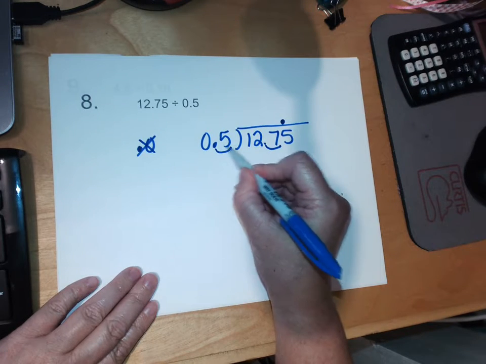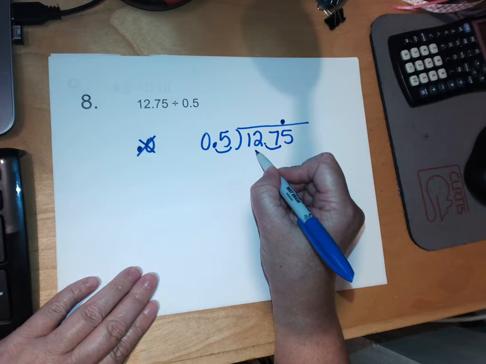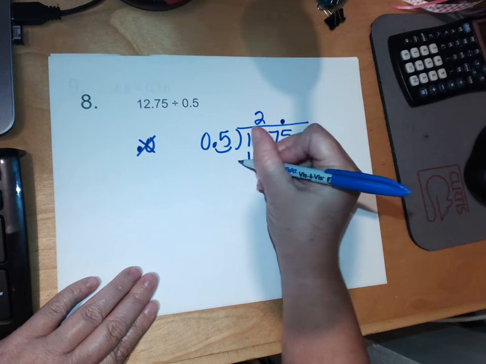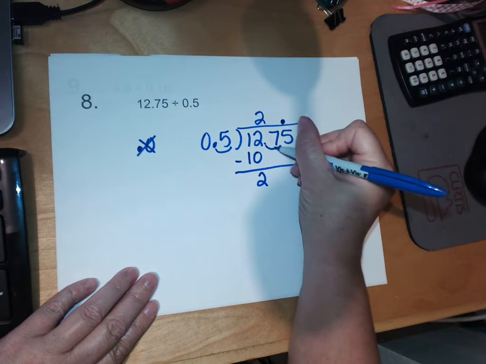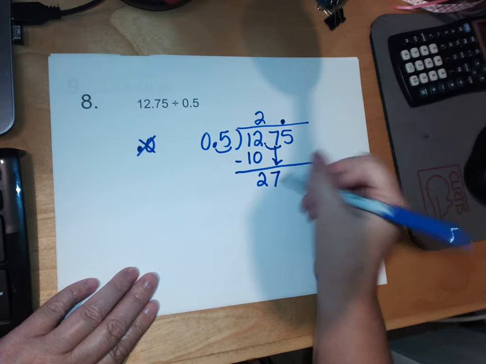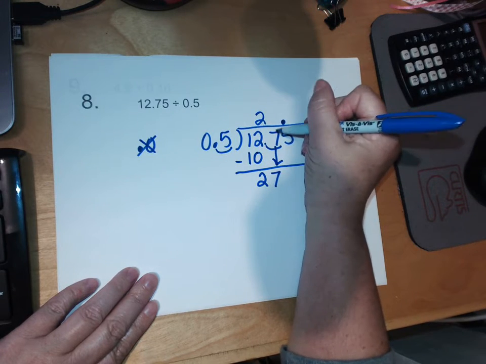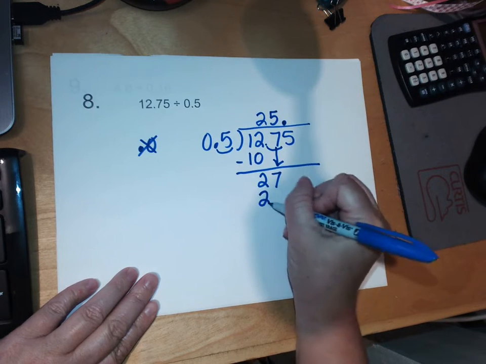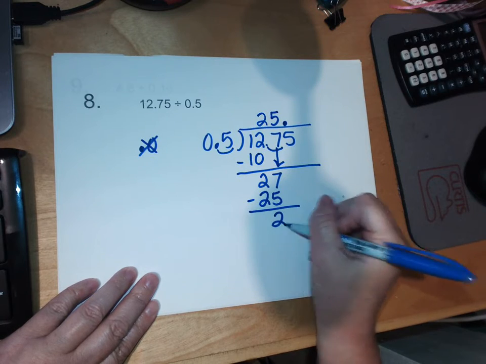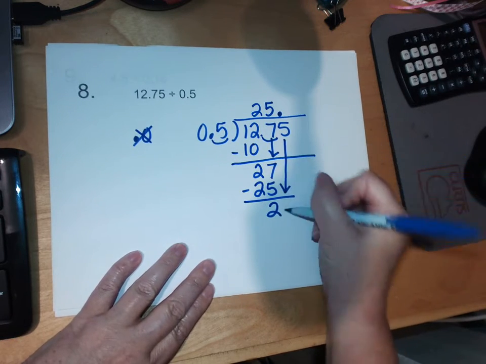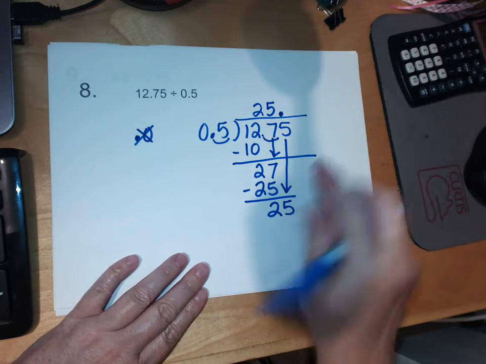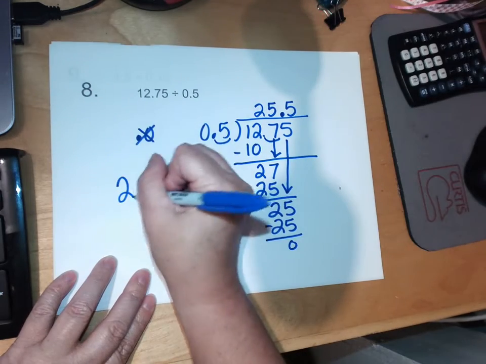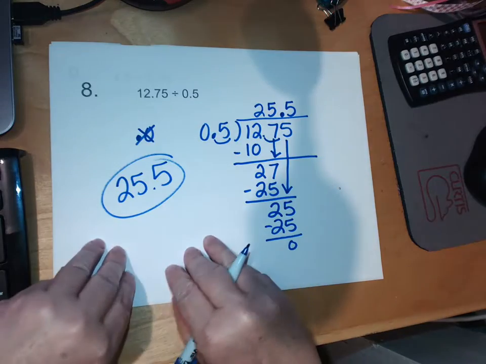And so now we're going to do 5 into 1, which can't go, so we're going to do 5 into 12, which is 2. Get 10, because 2 times 5 is 10. Subtract, we get 2. Now we're going to bring down one number, which is a 7. 5 goes into 27. That goes 5 times, but it has to go right over the 7. 5 times 5 is 25. We get 2 when we subtract. Bring down one number. 5 goes into 25 5 times, and that goes right there. Subtract, we get 0. So it's 25 and 5/10.